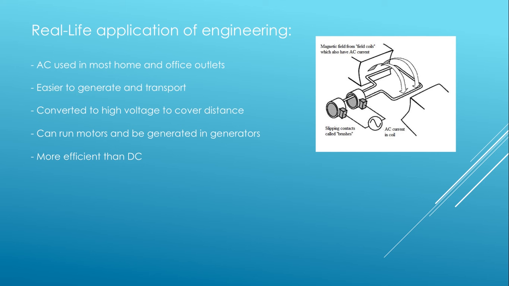Home and office outlets almost always use an alternating current, since the generation and long-distance transmission is significantly easier than that of DC. AC electricity can be converted to high voltages easily with the use of transformers, which is crucial as a high voltage means far less energy lost when stretching long distances.